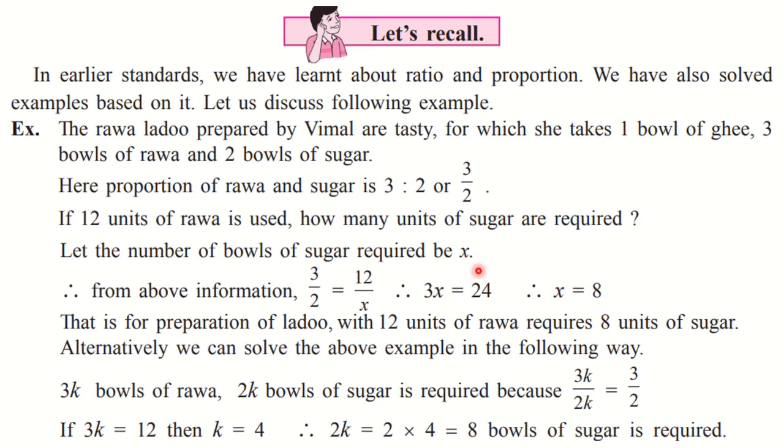If we multiply 3 by 4 we get 12, and if we multiply 2 by 4 we get 8. That means if we multiply the two numbers in the ratio by the same number, then we can get another ratio which is equal. So always what we have to keep in mind is that this ratio gives us the reduced form. That means here if 3k bowls of rava are used, 2k bowls of sugar are required.